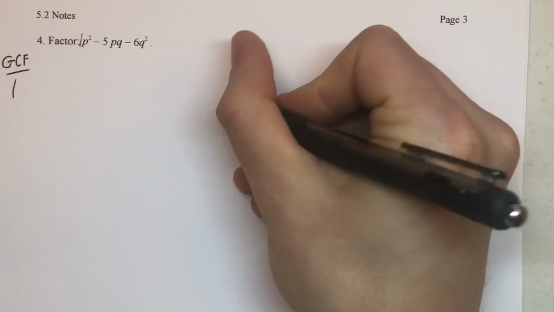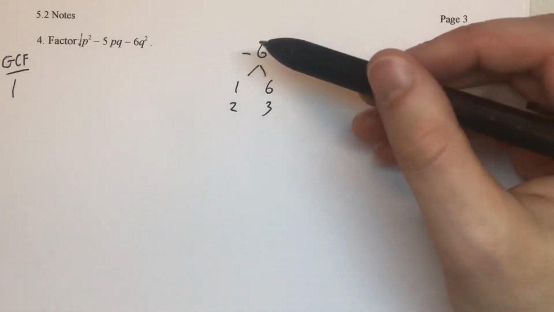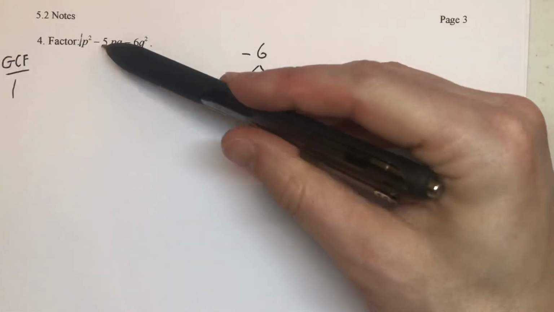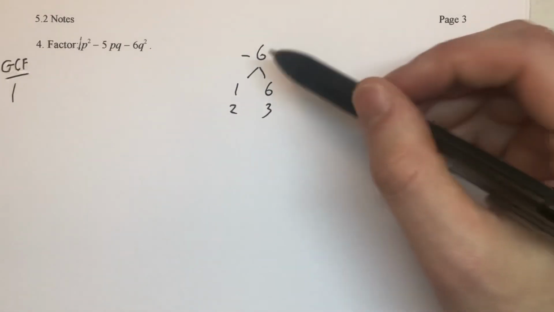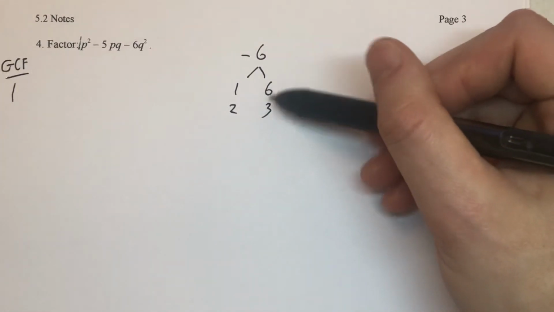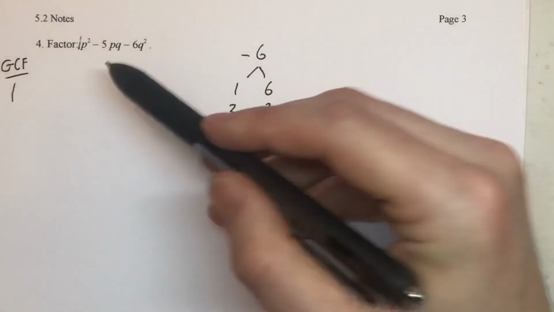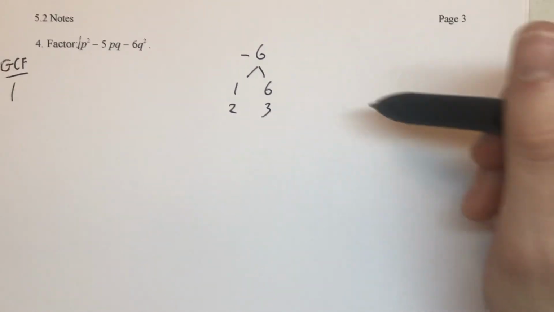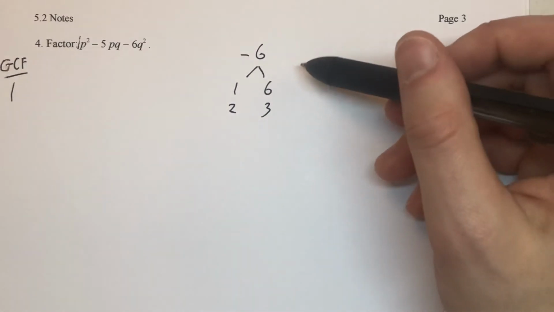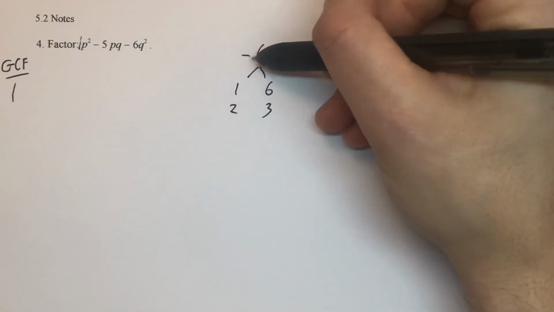So numbers that multiply to a 6 are 1 and 6, and 2 and 3. Now, we need them to multiply to a negative 6 and add to a negative 5. This is one of those where you want to really be careful and take your time, because both of these pairs of numbers, excuse me, look like we could get them to give us a negative 5. We just need to make sure we pick the right numbers with the right signs that follow both rules.